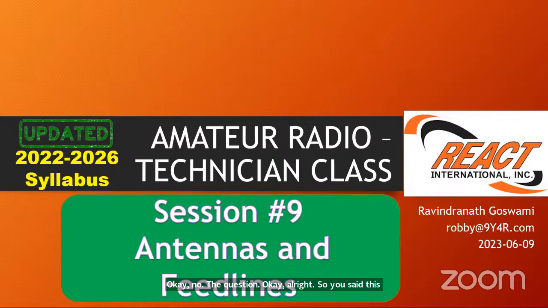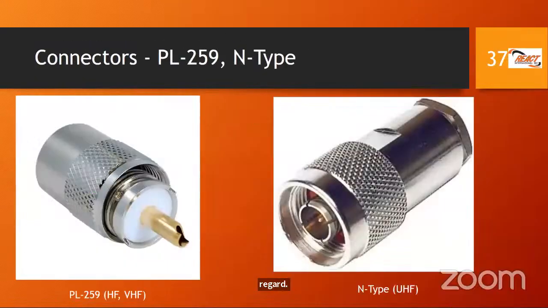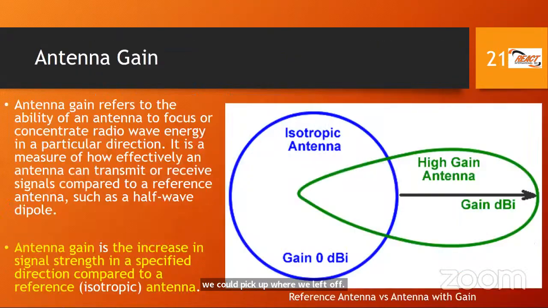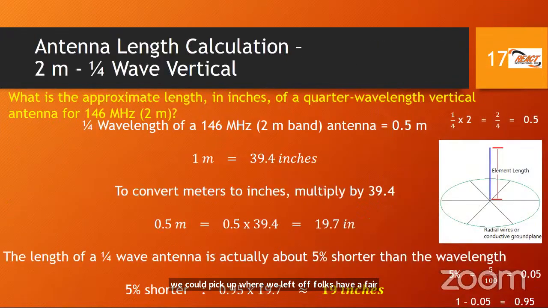All right. Let's see if we could pick up where we left off, folks. We have a fair amount to cover tonight. So let's see if we could get going. So as we did the calculation, just bear in mind this 19 inches here for the quarter wavelength vertical antenna is this length here. So when we're constructing a quarter wavelength vertical antenna, this is what the 19 inches would be for the antenna. This is the element here, right?